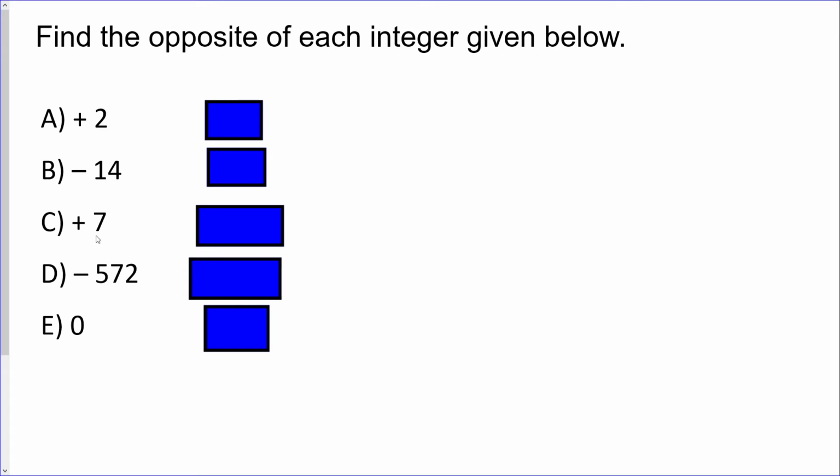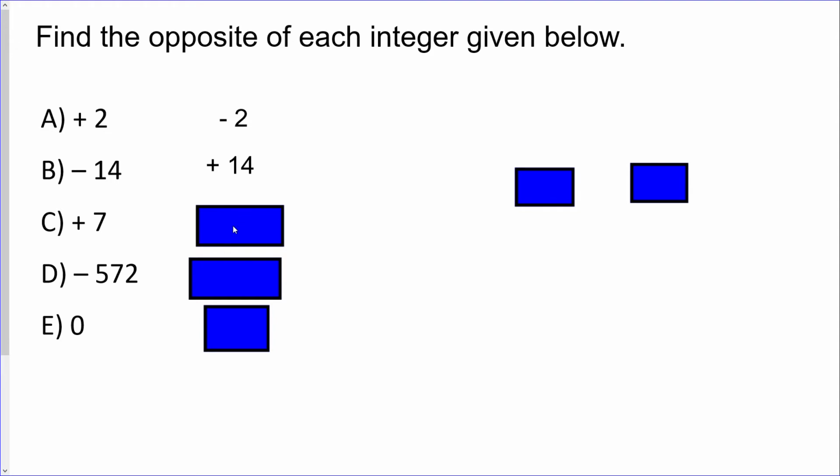Now, what I'd like you to do on this slide is find the opposite of each integer given below. It's fairly straightforward with the opposite. It is the same number, but just with the sign flipped. So the opposite of positive 2 is negative 2. Shocking. The opposite of negative 14 is positive 14, so please go through and do those.